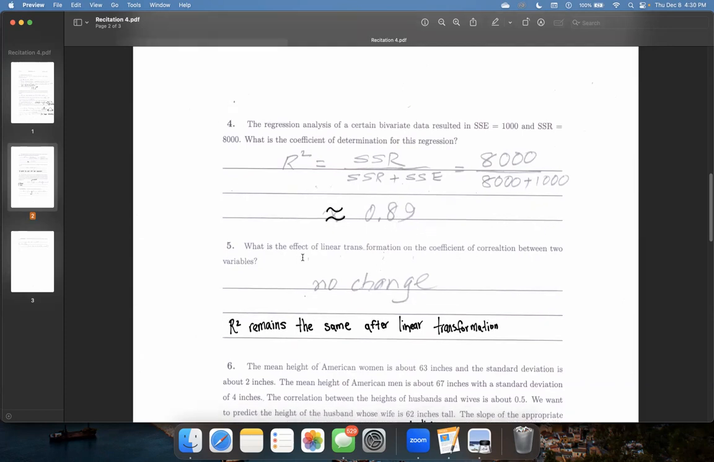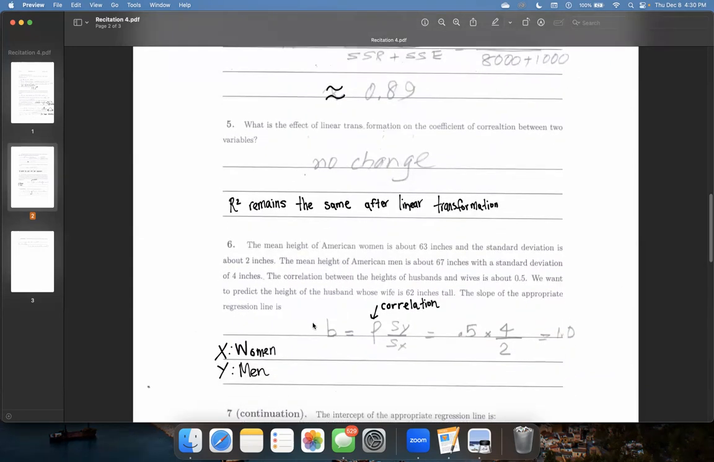What is the effect of linear transformation on the coefficient of correlation between two variables? So the answer is no change. Our R squared remains the same after linear transformation.